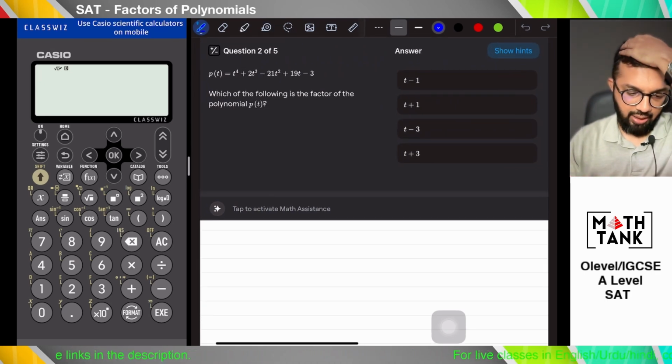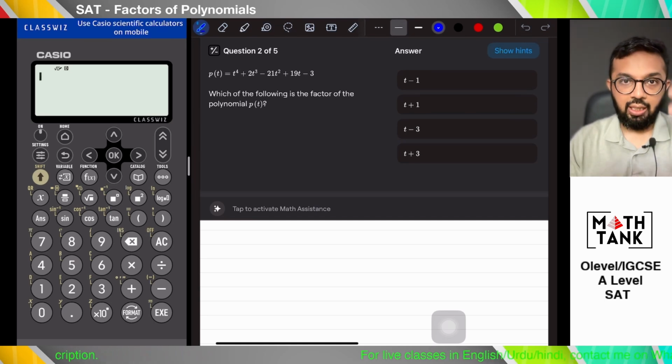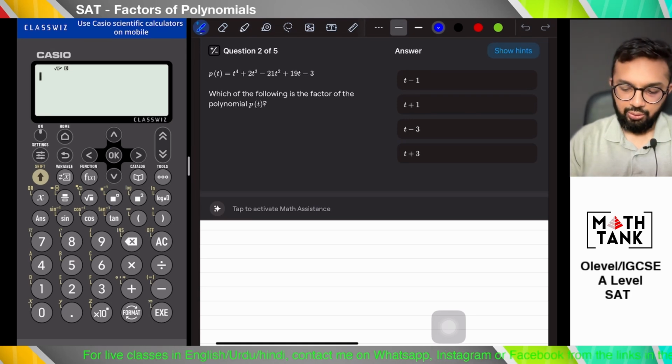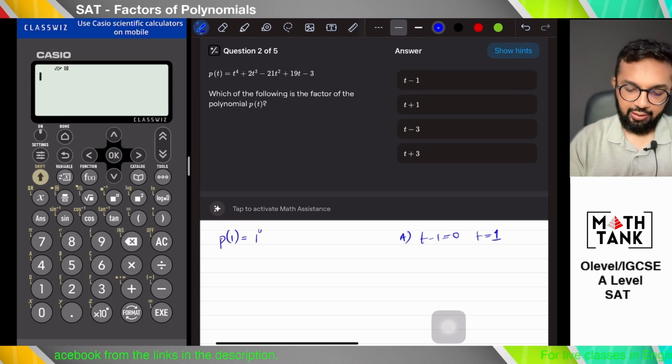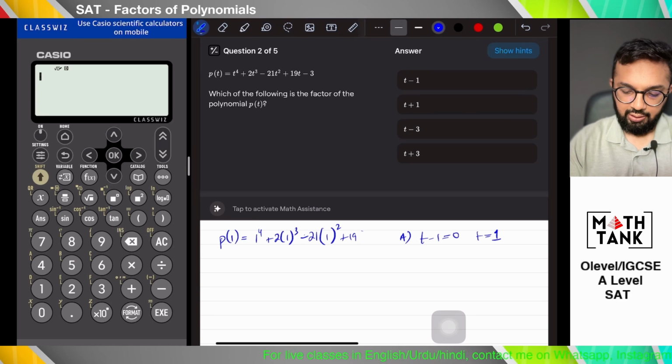So in this case, what you have to do is you can either end up factorizing all of this. That's one way of doing it, but it's a very long method. Or you can take values. So you can say t minus 1 equals 0, t equals 1. Then you plug 1 into your function and see if this boils down to 0, then that should be the answer. I don't know if this will boil down to 0, but let's check.